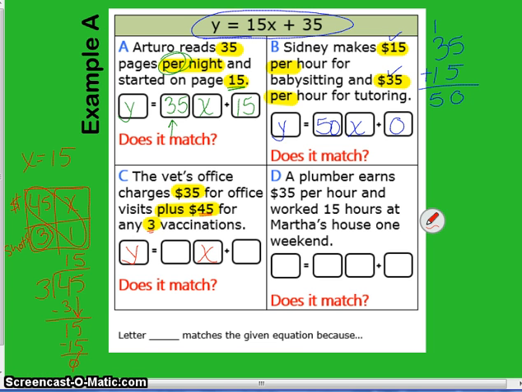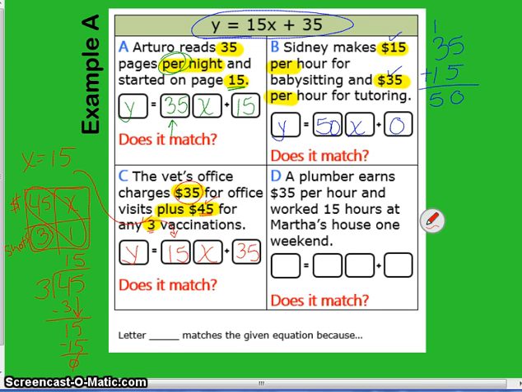That x is going to go right next to my x. So that 15 will go right there. And so I've already done the 45 and the 3 because I divided those. And so now all that's left is that 35. And so that 35 will go in my y-intercept.